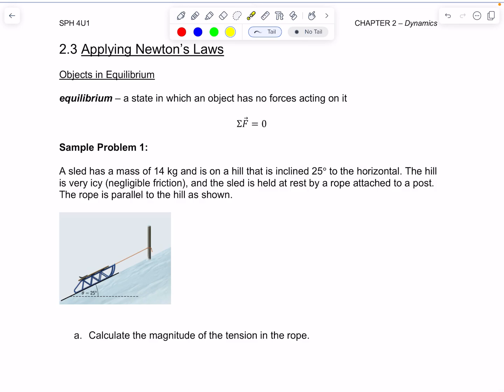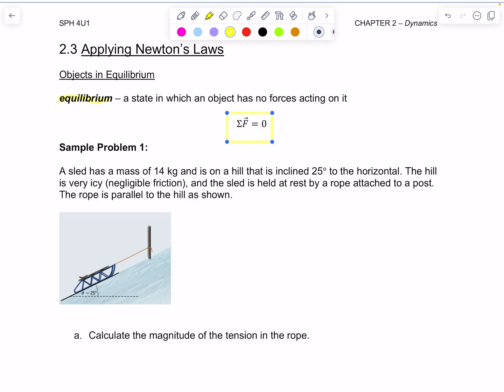2.3 Applying Newton's Laws. We'll start with objects in equilibrium. An equilibrium state is a state in which an object has no forces acting on it. We say that the net force acting on the object is 0.